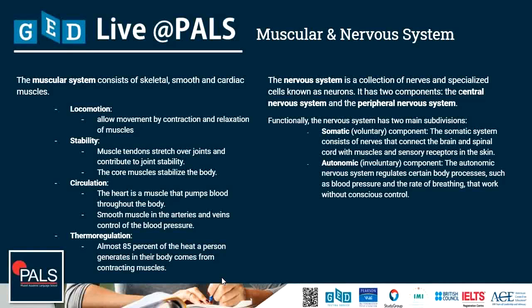Then we have the autonomic system, the involuntary components. The autonomic nervous system regulates certain body processes such as blood pressure or rate of breathing, the heart rate, and so on. So all the things that are not under conscious control, but that run in the background. And the major function of our nervous system is obviously control or coordination, control and response.